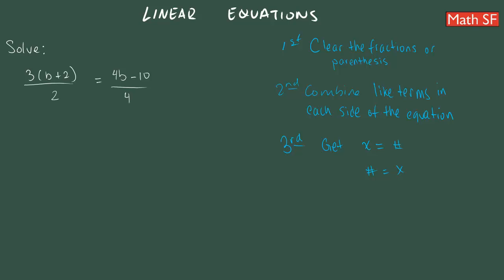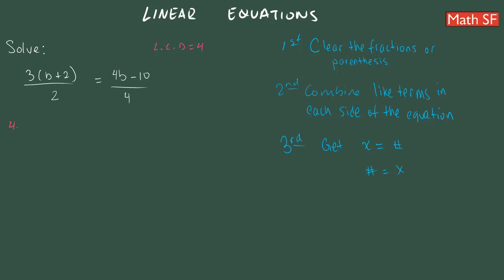At this stage, you probably can do them mentally. If not, you have to review how to find the LCD, or the least common denominator. So the LCD in this case is 4. The LCD is 4. So to get rid of the fractions, we must multiply each of them by 4.